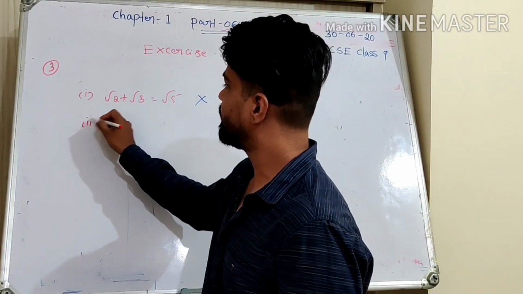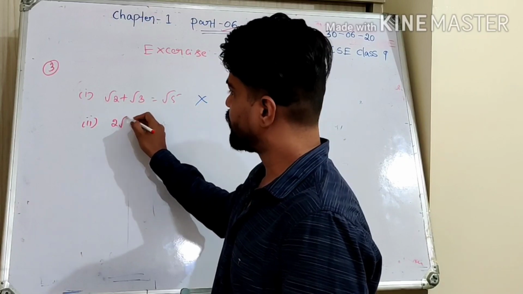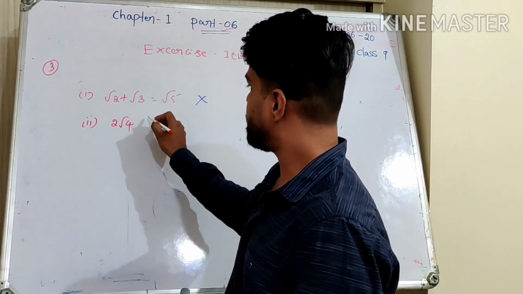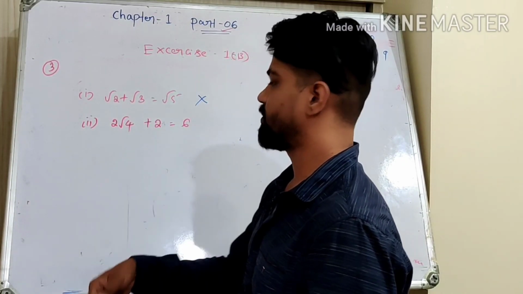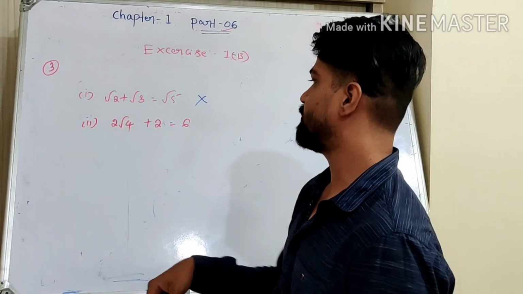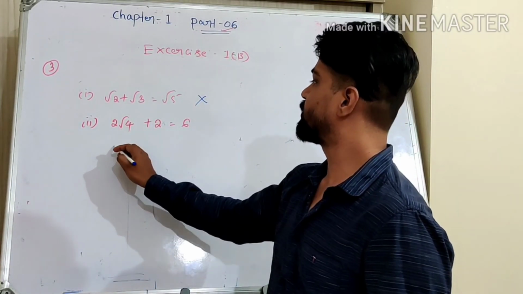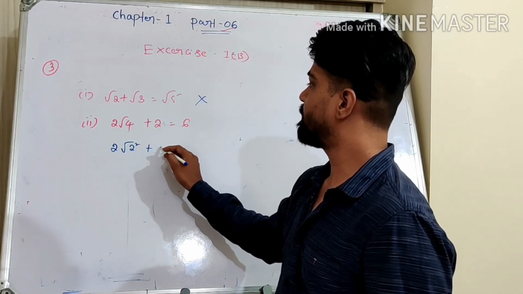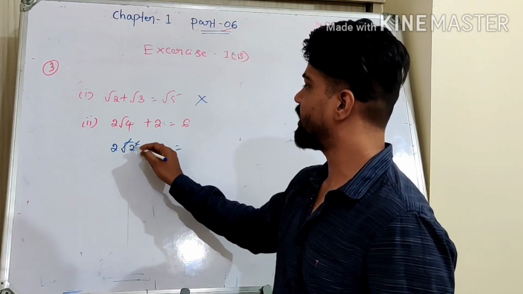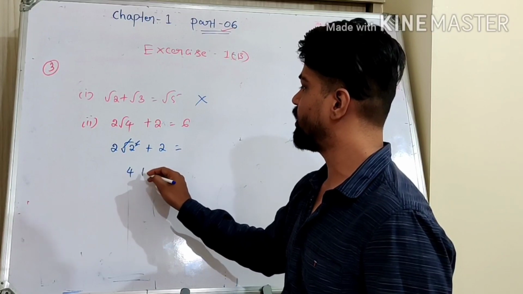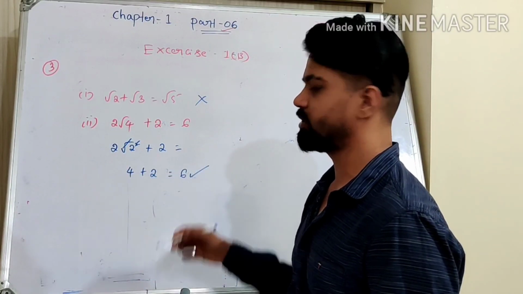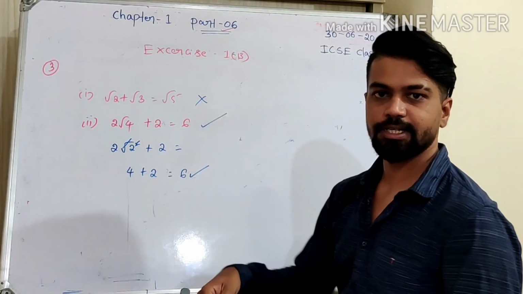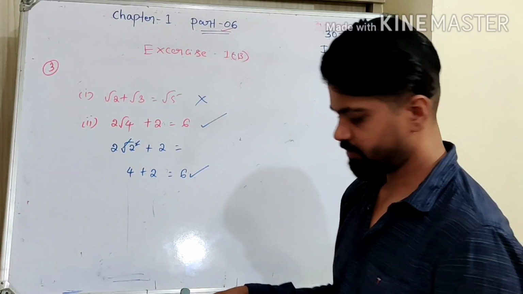And the second one, 2 root 4 plus 2 is equal to 6. We cannot rule it out directly, but we need to try to simplify this. Root 4 is 2, so 2 root 4 is 2 times 2, plus 2. We end up with 4 plus 2, which is equal to 6. So this is true. The second statement is true.